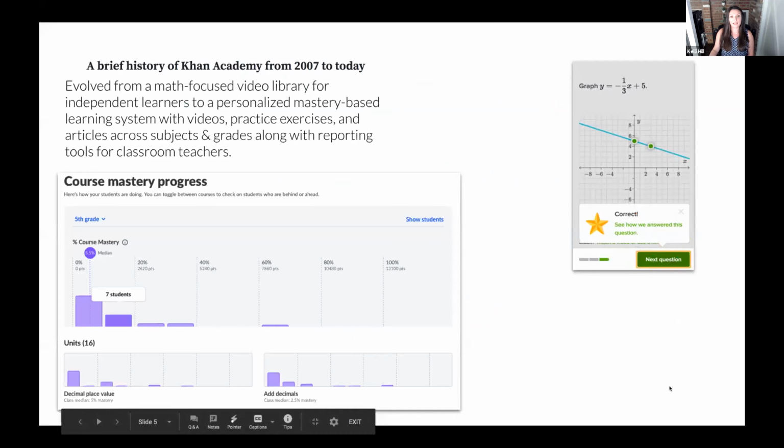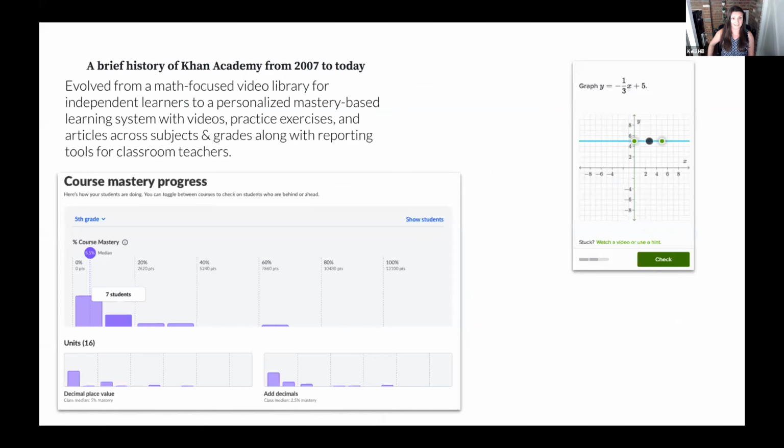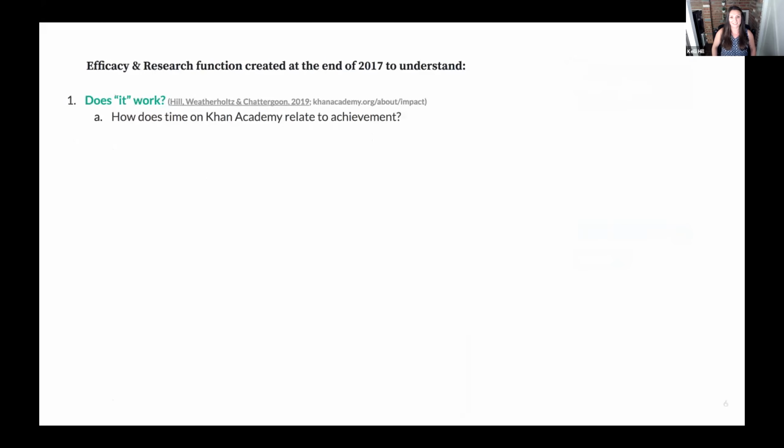And Khan Academy has evolved a lot since 2007, when it was primarily Sal Khan in his closet making videos about various math topics for independent learners on YouTube. Since then, we've evolved into a mastery-based personalized learning system that's used both by independent learners as well as students in classrooms. We have a total of 429 courses with over 17,000 videos, 4,000 articles, and 75,000 practice exercises. So we've come a long way since 2007.